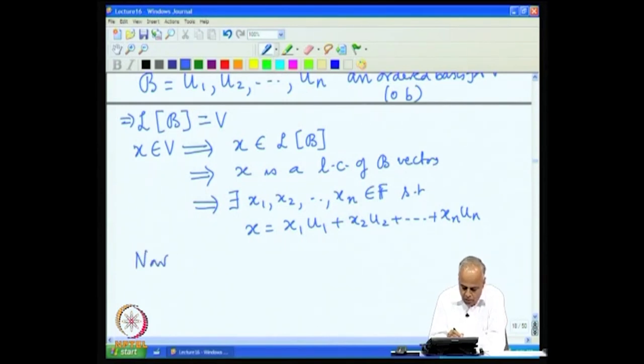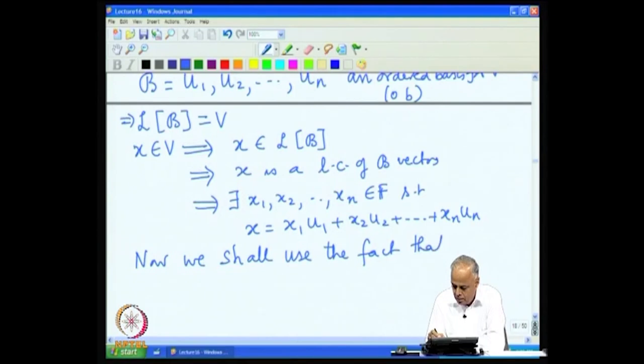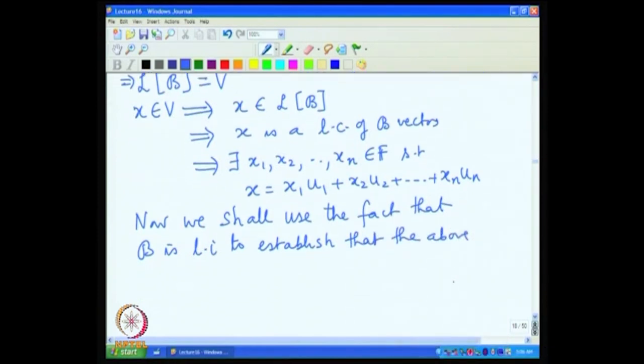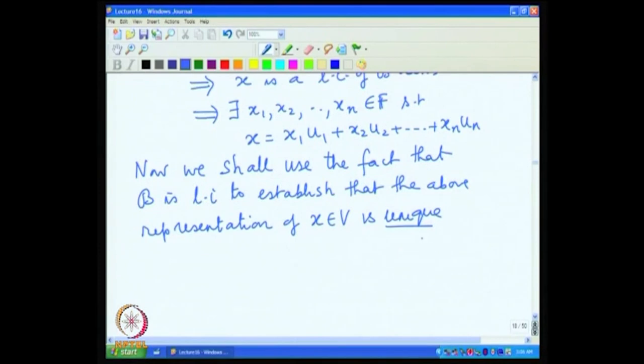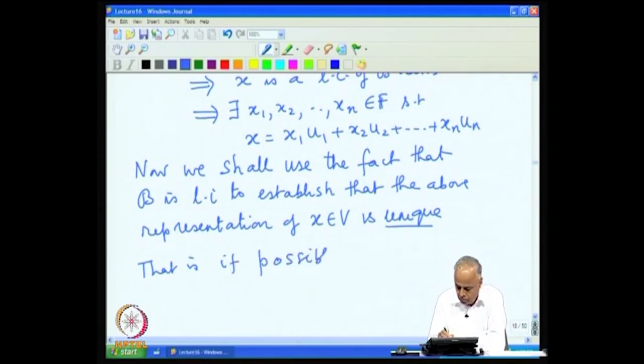So, now we shall use the fact that B is linearly independent. Because it is a basis, it must be linearly independent. We shall use this fact to establish that the above representation of any x in V as a linear combination of the B vectors is unique. What do we mean by that? That is, if possible, let x have another representation.